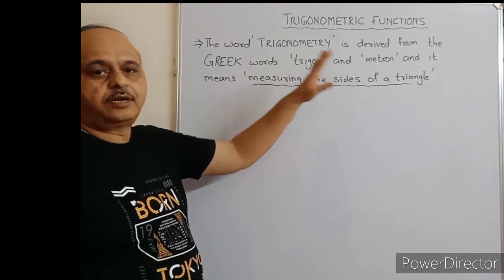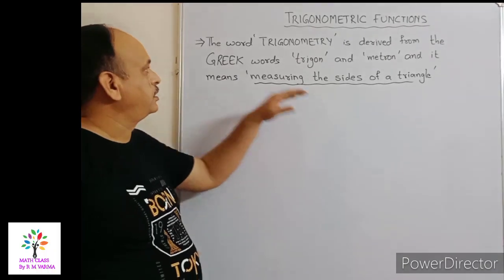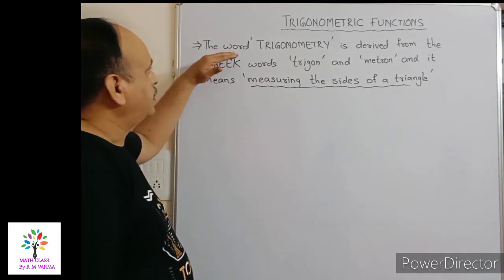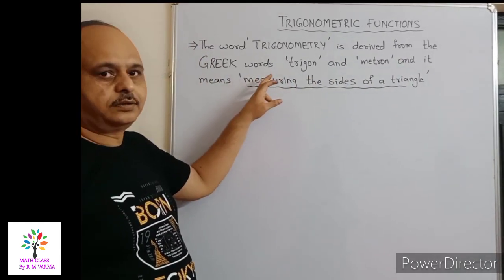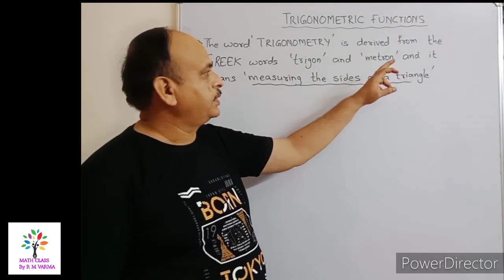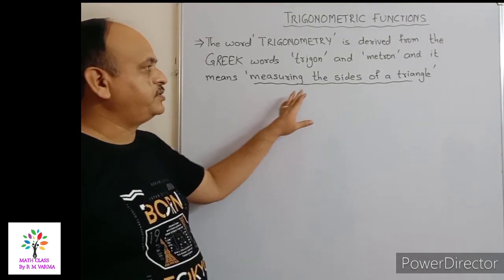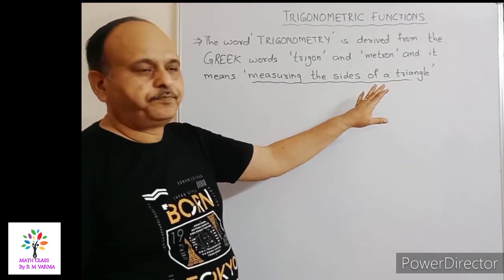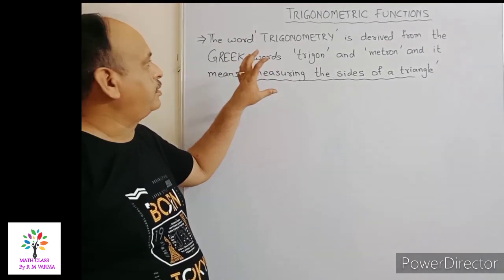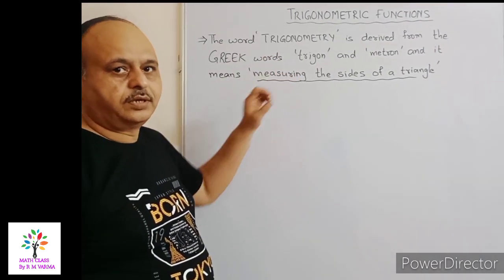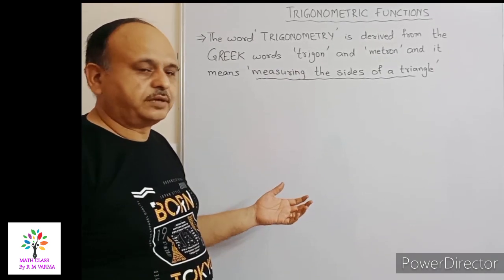Trigonometric function. Now before going to trigonometric functions, let us understand trigonometry. The word trigonometry is derived from the Greek words trigon and metron, and it means measuring the sides of a triangle. So this is the basic understanding of trigonometry. The word trigonometry is split and the explanation is given.